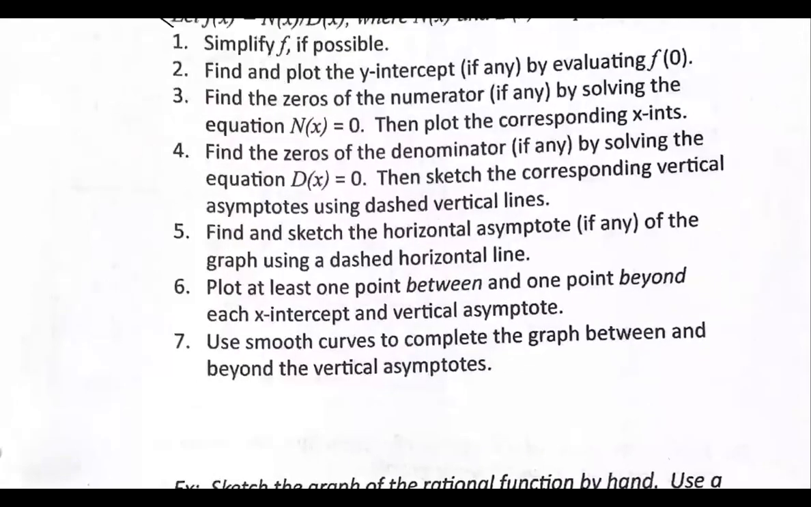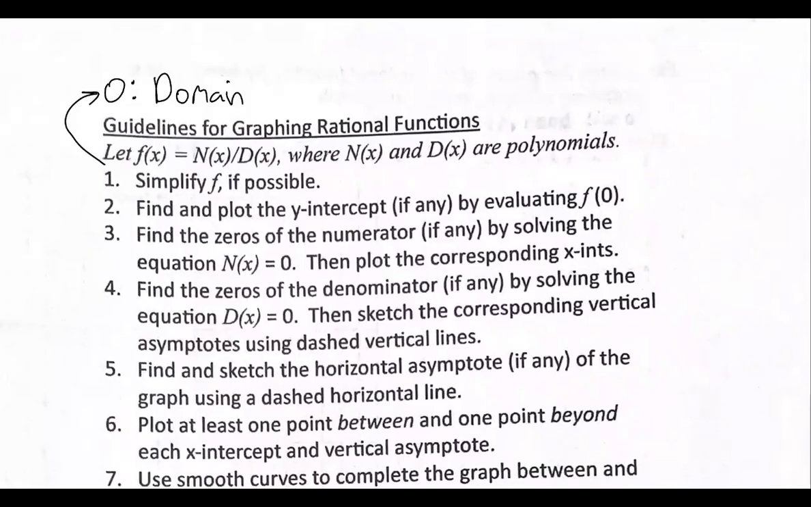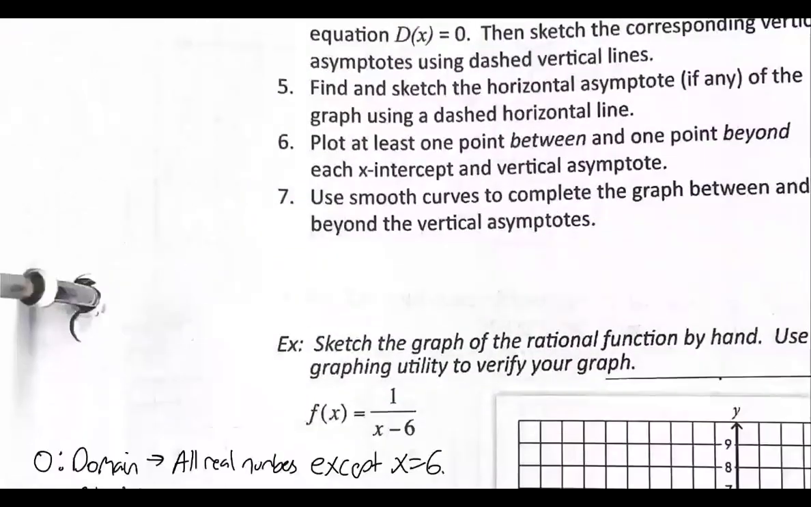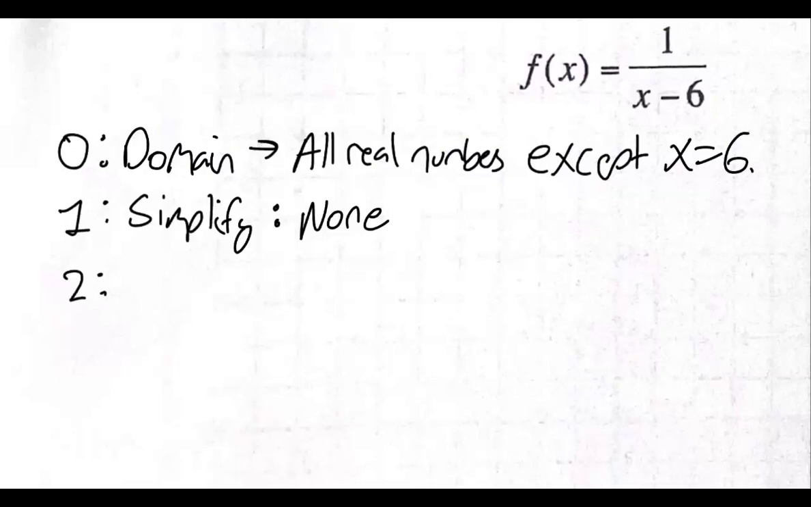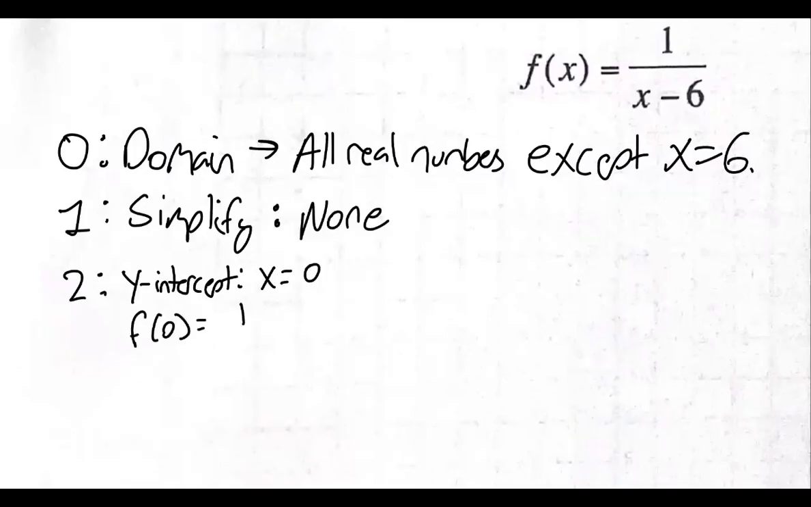Step number 2 says find and plot the y-intercept, if any, by evaluating f of 0. So to find the y-intercept, what do I have to plug in? 0 for x. Let me not skip steps. You find the y-intercept when x equals 0. So f of 0 equals 1 over 0 minus 6, which is 1 over negative 6. So my y-intercept is (0, -1/6).